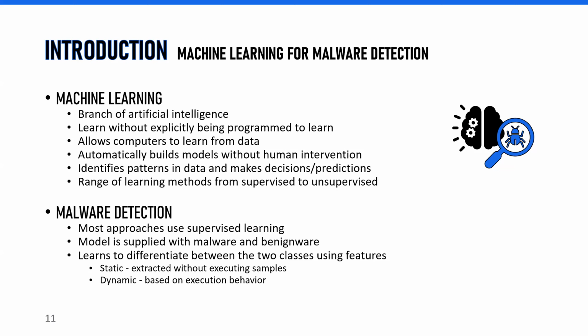Malware detection usually uses supervised learning, so it's supplied with benign and malicious software based on various features of programs and learns to tell the difference between the two. Static analysis via machine learning is done by analyzing an executable file itself, and dynamic analysis is done by actually executing that file and learning from what the binary then does.